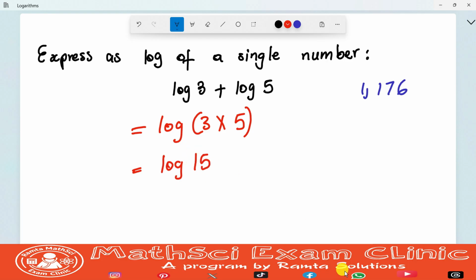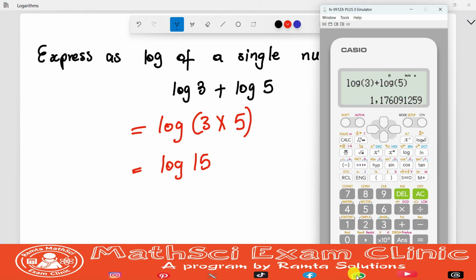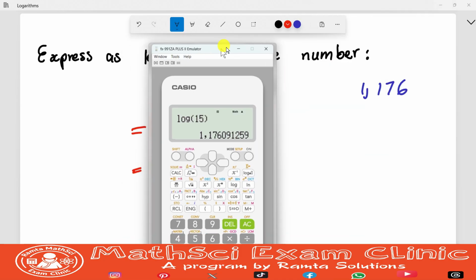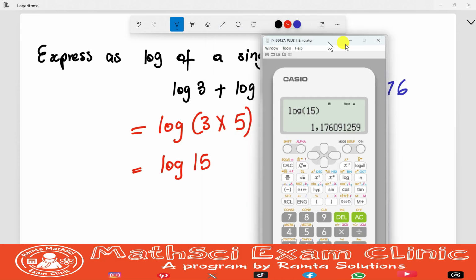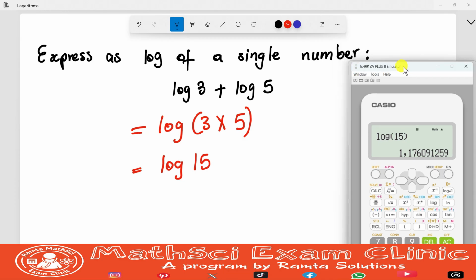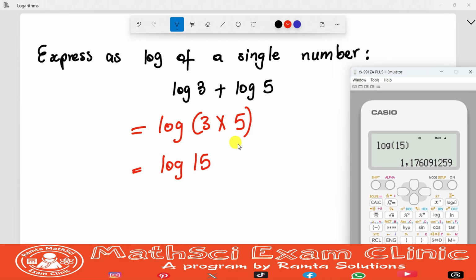Now let's bring back our calculator. As we bring back our calculator, we're going to say log 15. And what is it giving us? Look at it. It's giving us 1.176. And that is how you write this as a single number.